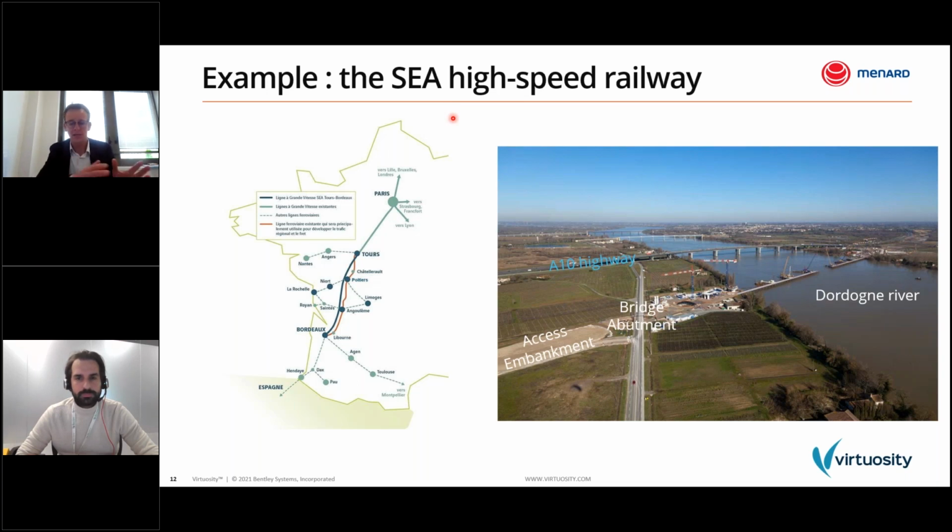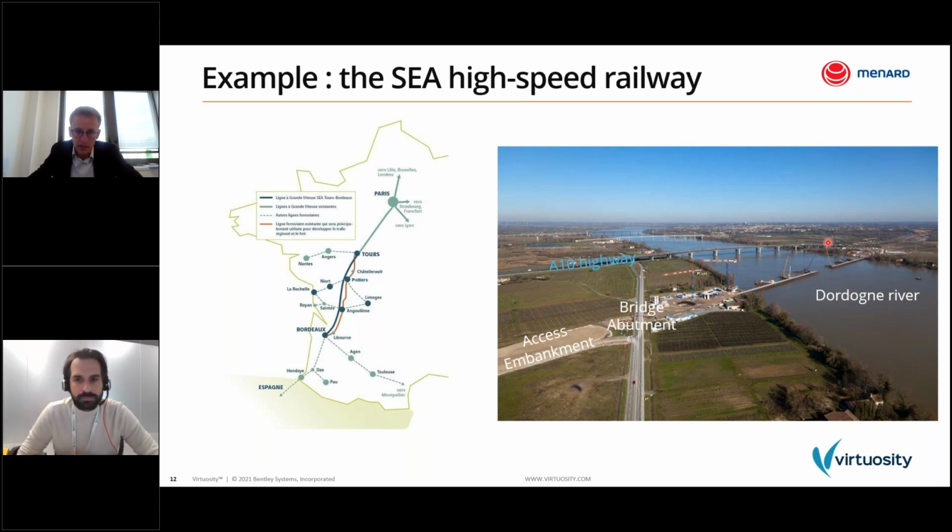So a few years ago, as I said at the beginning, a new high-speed railway, 300 kilometers long, was built in France between Tours and Bordeaux. This is the South Europe Atlantic project, and it now allows connecting France to Spain. And near Bordeaux, you can see the picture on the right, the railway crosses the Dordogne River.